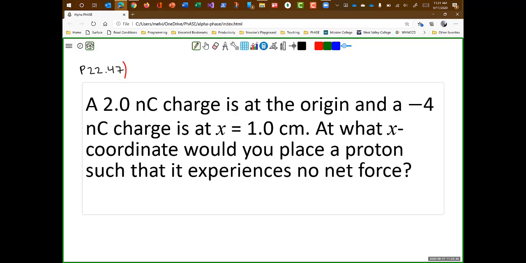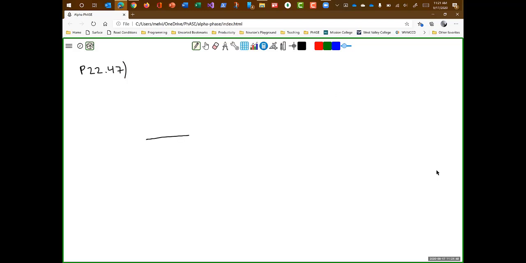Since we have two charges along a straight line, they're along an x-axis. Let's go ahead and begin by drawing our x-axis, and we'll put the units of this x-axis in centimeters. For now, I'll put the origin right here where the y-axis is vertical. And they tell us that we have a 2 nanocoulomb charge placed right at the origin.